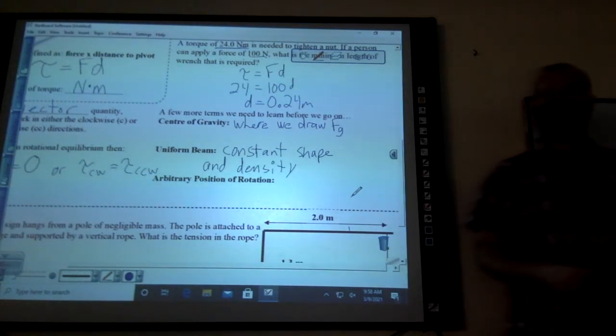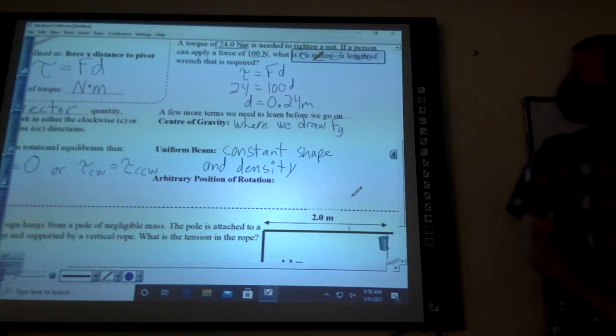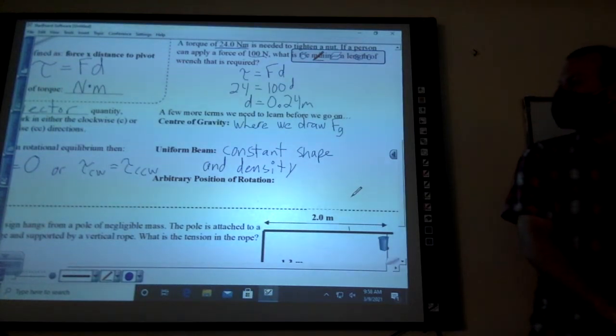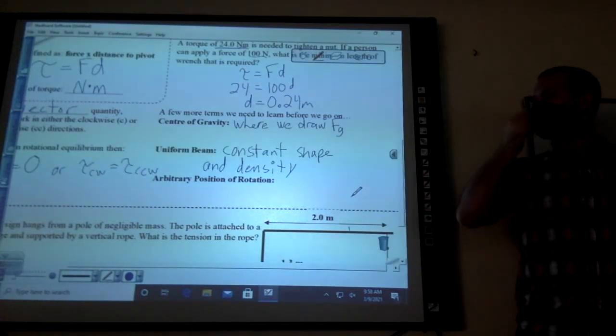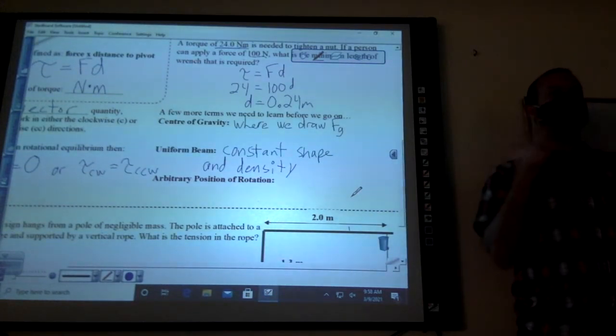Arbitrary position of rotation. So this one, if you know what each of those terms mean, it's not too bad to remember it. Arbitrary just means it doesn't matter what you pick.